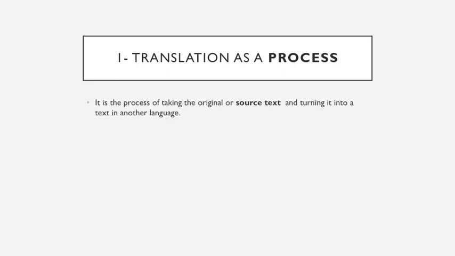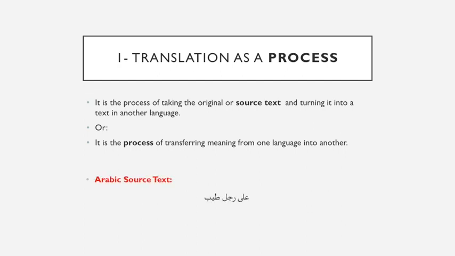Number one, translation as a process. It means the process of taking an original text or a source text and turning it into a text in another language. Or it is the process of transferring meaning from one language into another. For example, we have Ali رجل طيب. It can be translated as Ali is a good man. So this is the first definition of translation, which is translation as a process.